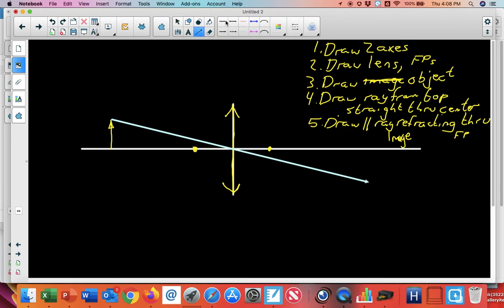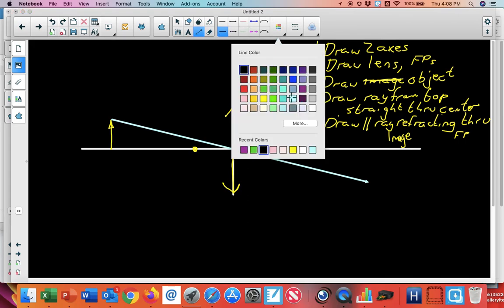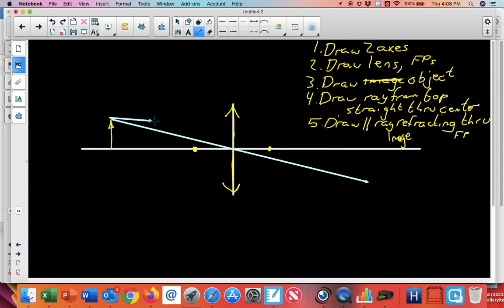Then I do another one. And this one, I come in parallel, right up to the center of the lens there, the optical axis, and then down through there. And then finally, I draw my image from the principal axis, straight up and down. Just like that.